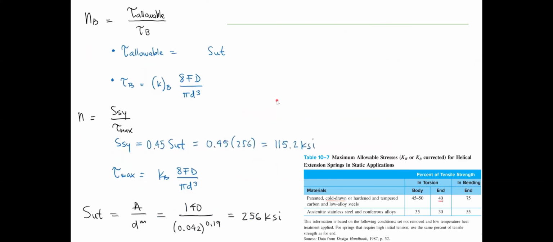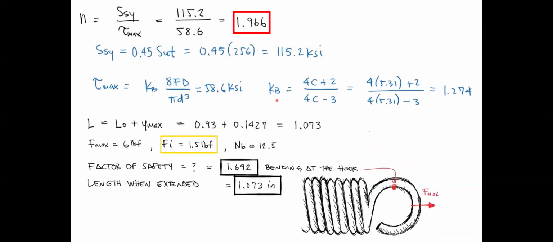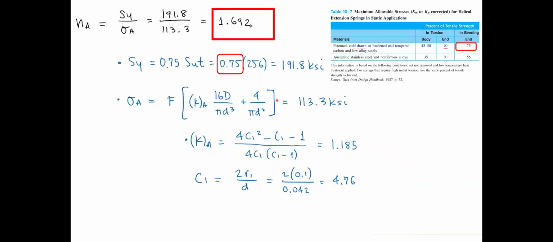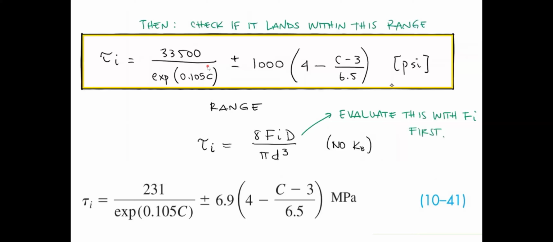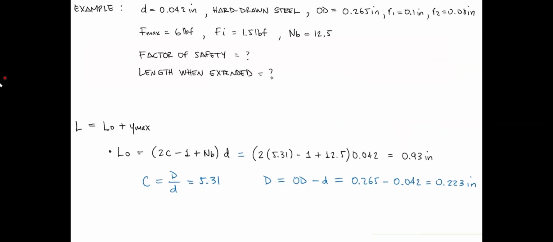Let me see. Okay, so let's look into this example first. Suppose we have a spring with wire diameter 0.042 inch, steel, and outer diameter 0.265 inch. R1 is 0.1 inch, R2 equals 0.08 inch. The maximum force applied is 6 pounds, the initial tension is 1.5 pounds, and the number of body coils is 12.5.